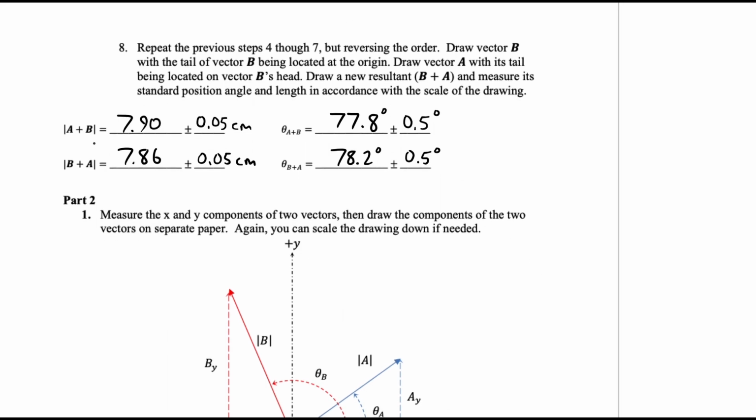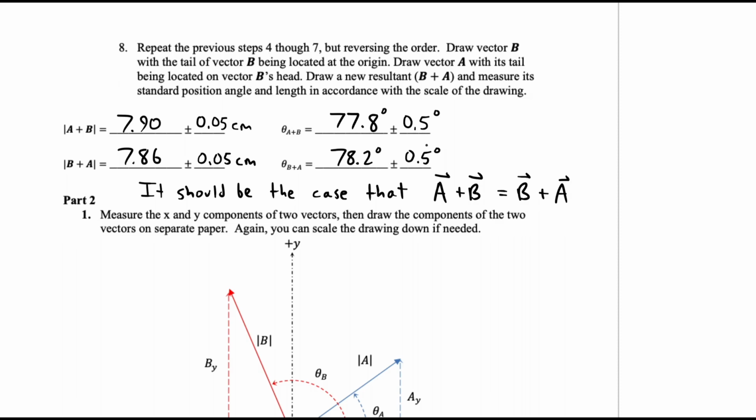As we can see, the magnitudes are similar for the A plus B versus B plus A method, and the angles are very similar too. It's supposed to be in theory that A plus B and B plus A are the same, showing that vector addition is commutative.